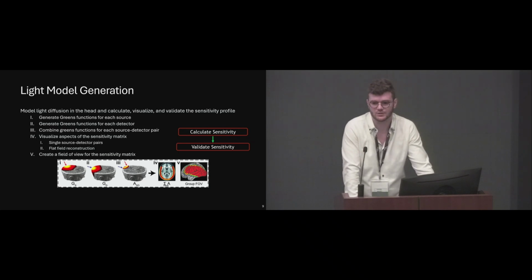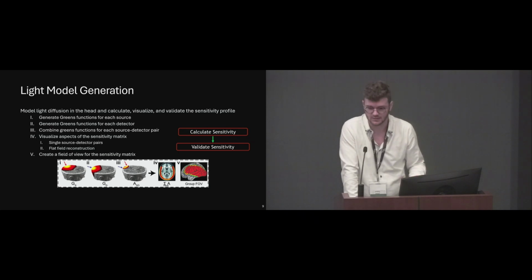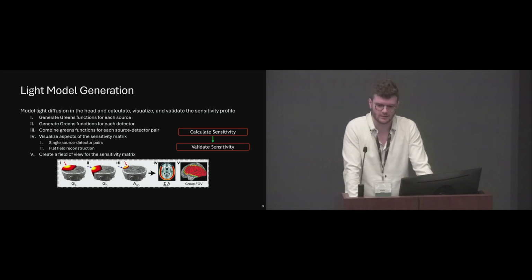We generate Green's functions for each source, then generate Green's functions for each detector, and then we combine the Green's functions for each source detector pair. And all that is just multiplying our Green's functions for a source by the functions for the detector. That gets the source detector pair. And then after that, we can visualize aspects of our sensitivity matrix.